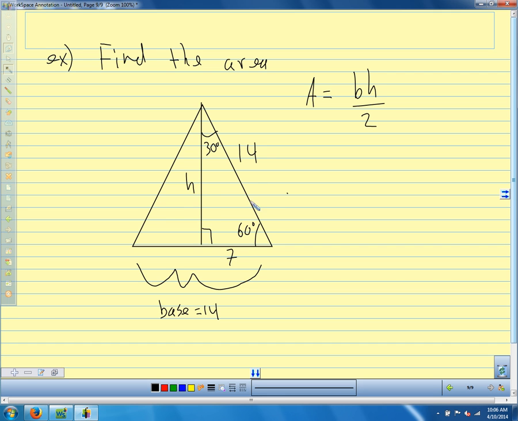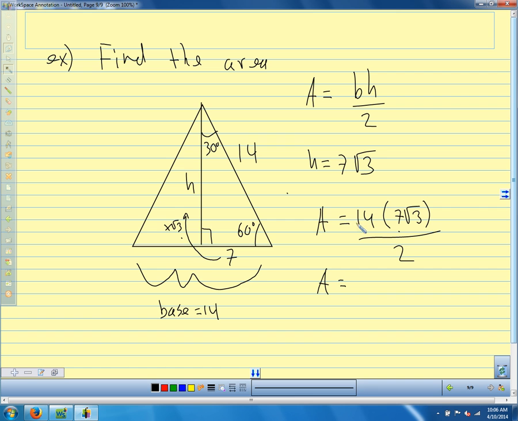We already know the hypotenuse, right? The hypotenuse is 14. So what do we do to get to the height? Multiply by the square root of 3. So the height is 7 square root 3. The area is the base, 14, times 7 square root 3, divided by 2.